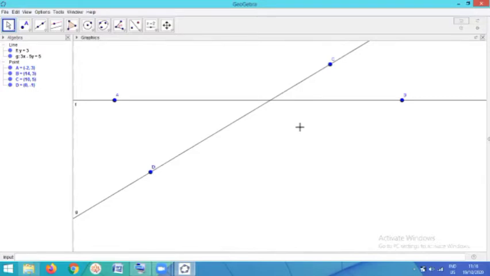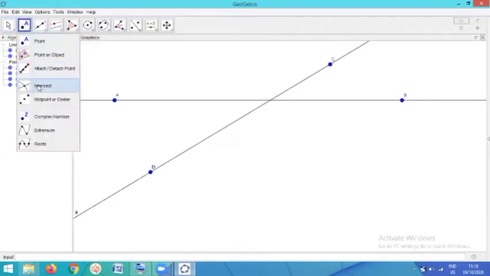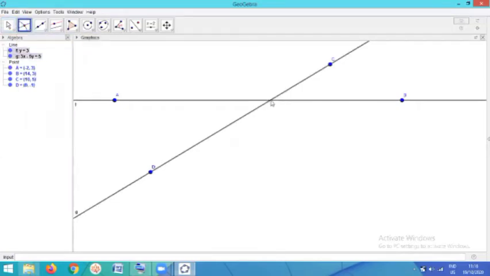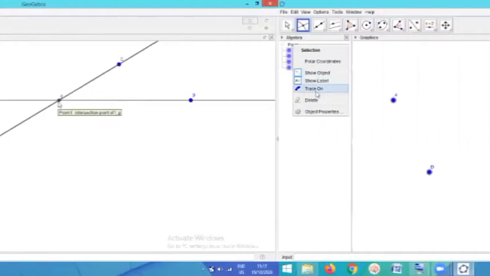Next, determine the intersection point on the two intersecting lines. Notice that the picture shows there is one intersection point on the two intersecting lines. We give the intersection point the name point E. So we conclude that two lines are intersecting if the two lines have one intersection point.